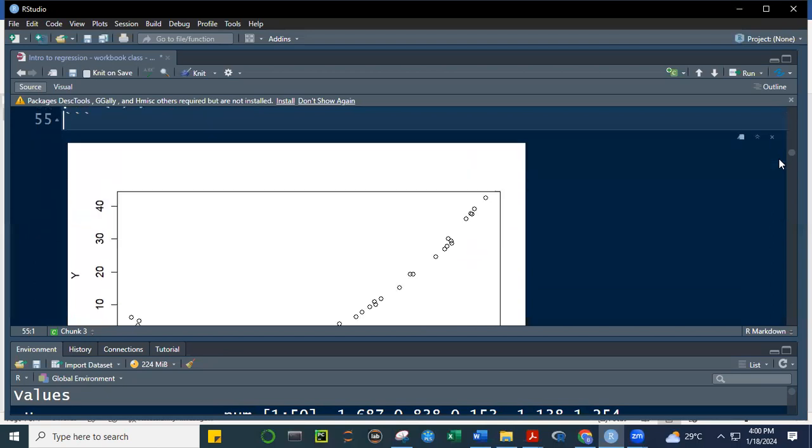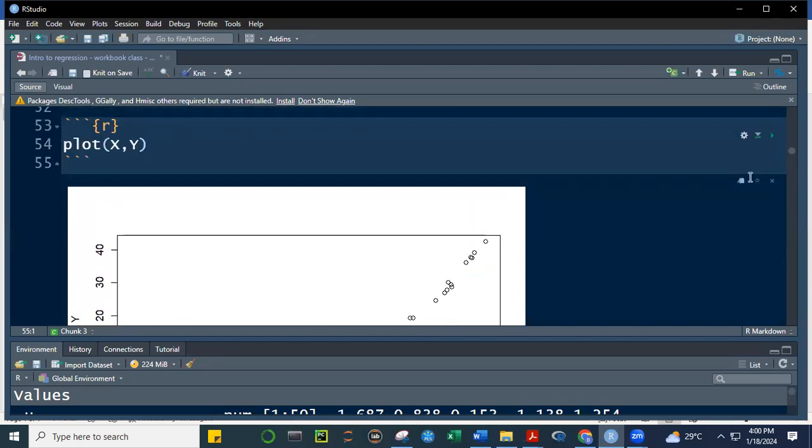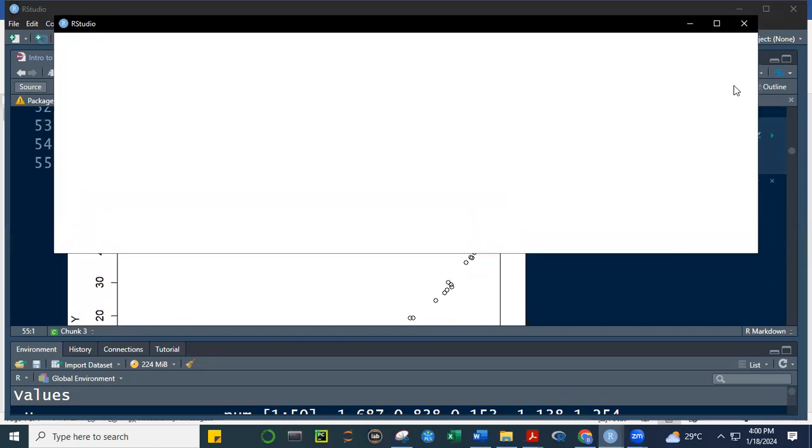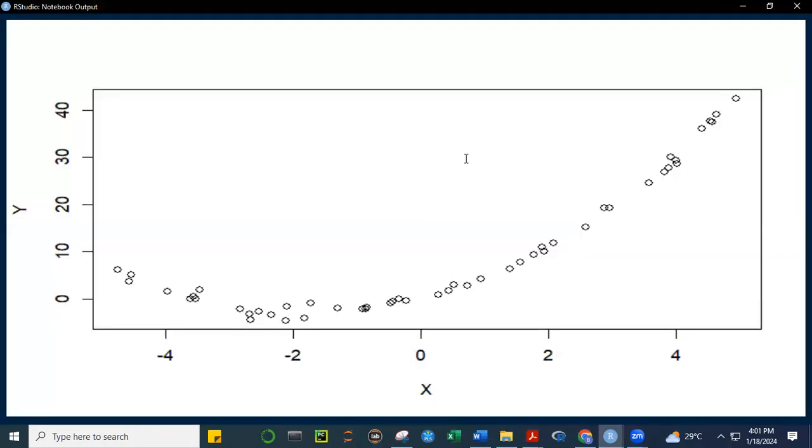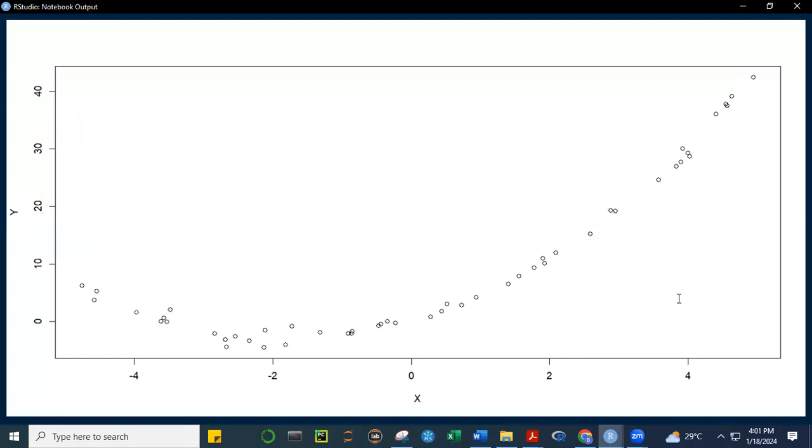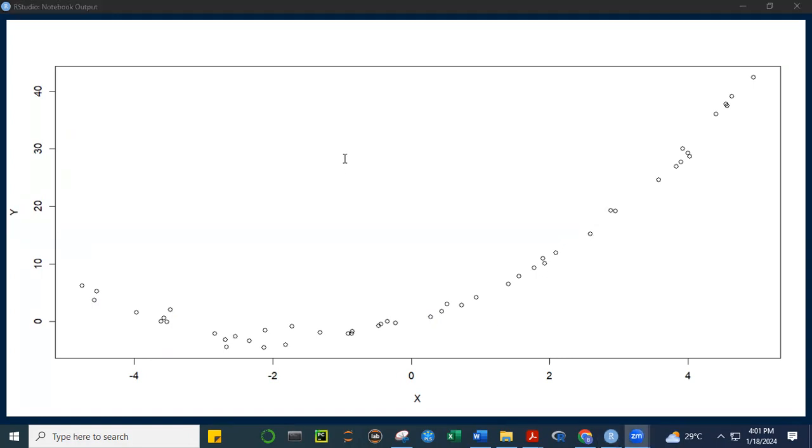All right. So tingnan nyo class yung ano, yung relationship ni x and y. Do they look like they're linear, yung relationship? Class? Okay. So, mukhang hindi linear yung relationship nila, di ba, class? Di ba?